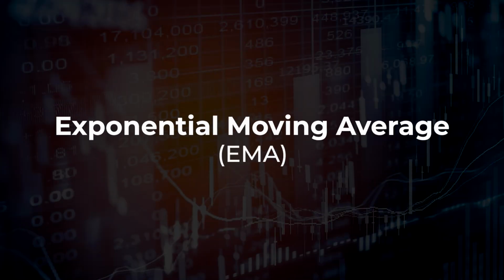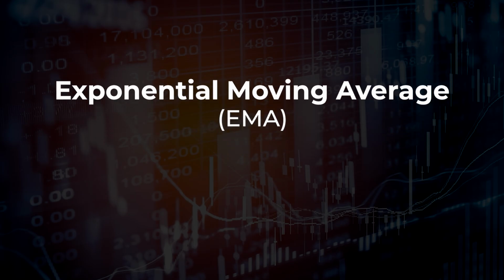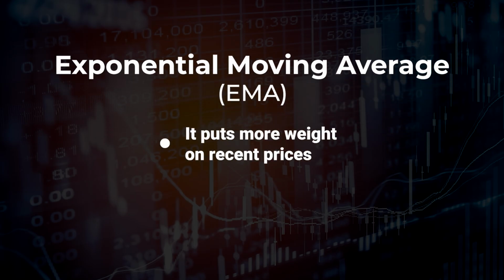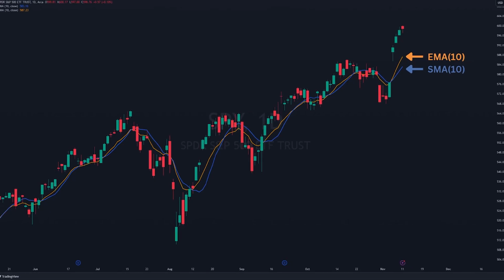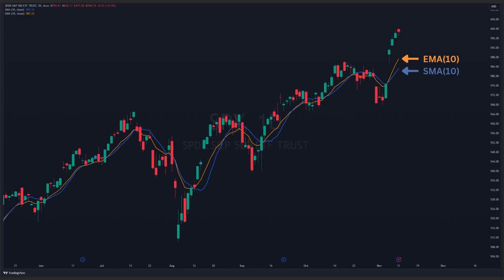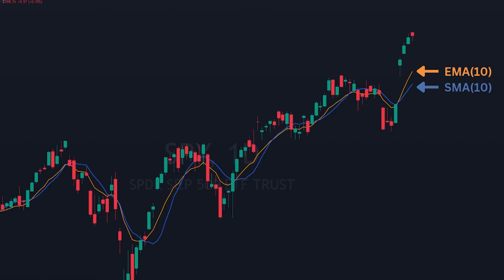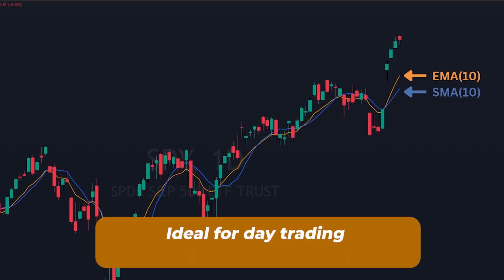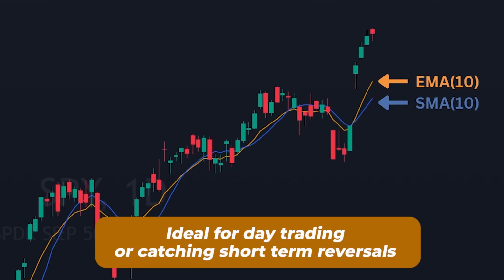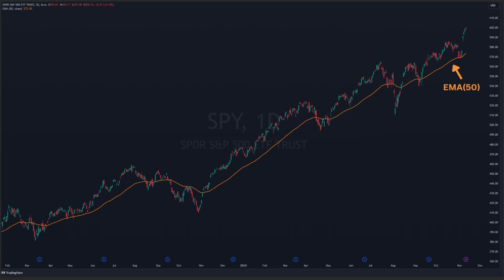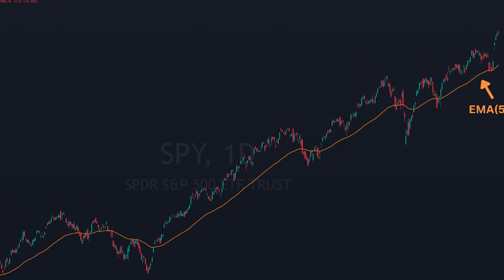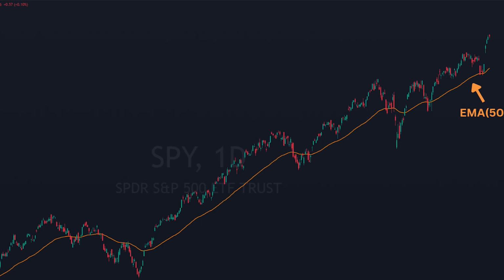Next type of moving average is the exponential moving average, or EMA. The EMA works similarly to the SMA, but with one key difference. It puts more weight on recent prices. This makes it more responsive to current market conditions and quicker at detecting changes in momentum. The EMA is great for short-term trades. A 10-day EMA, for example, reacts quickly to recent price movements, making it ideal for day trading or catching short-term reversals. On the other hand, a 50-period EMA strikes a balance between short-term responsiveness and long-term stability, which is why swing traders love this one.